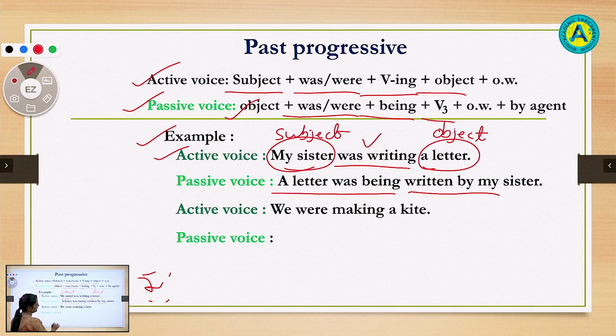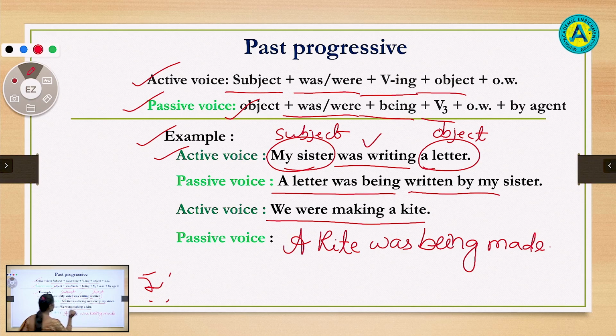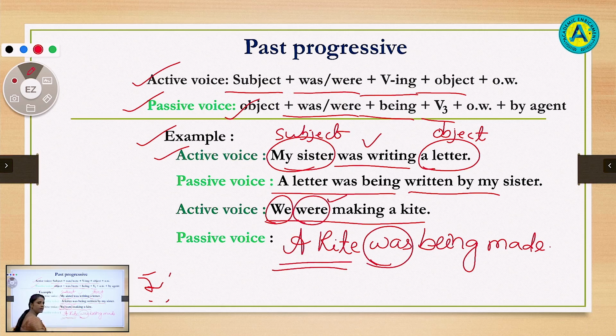Then who can answer? Who can say the passive form of this sentence? We were making a kite. Who can answer? Yes, very good. A kite was being made. Here we will not use by agent because we is a personal pronoun. And here the verb was/were, but it is was. Why? A kite is a singular noun.